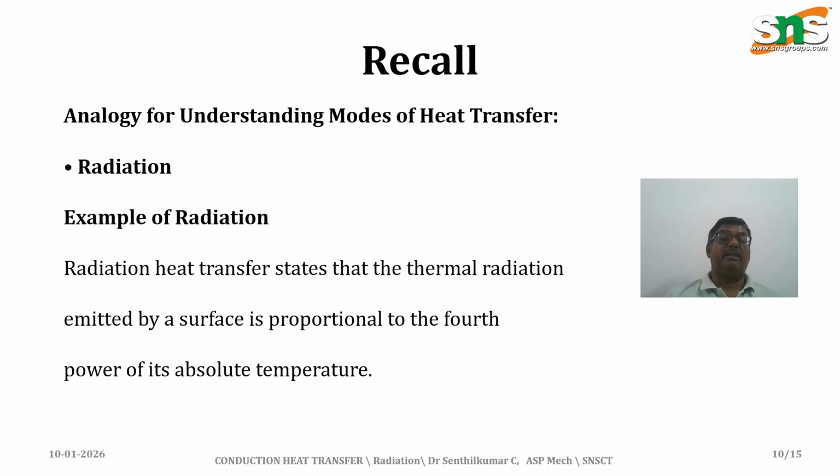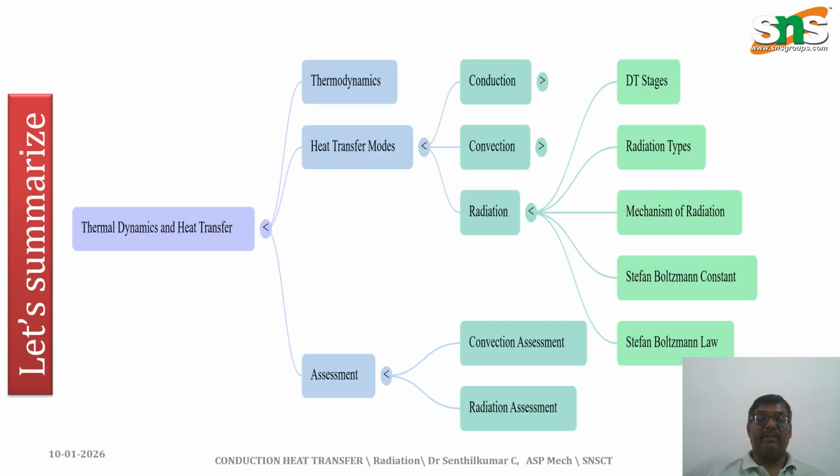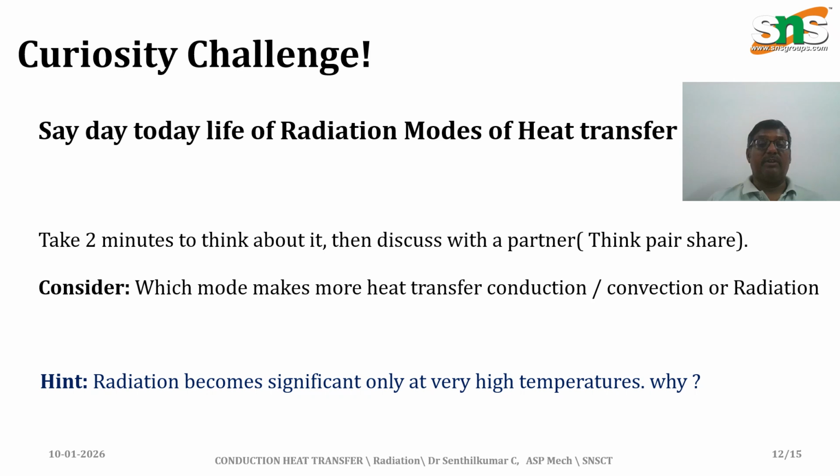Coming to the recall, radiation heat transfer states that thermal radiation emitted by a surface is proportional to the fourth power of the temperature. This is the summary of this concept. Now the curiosity challenge: radiation becomes significant only at very high temperature. Why? Because at high temperature the electromagnetic waves travel at a faster rate, which is why it is significantly high. Otherwise, conduction plays the significant role.